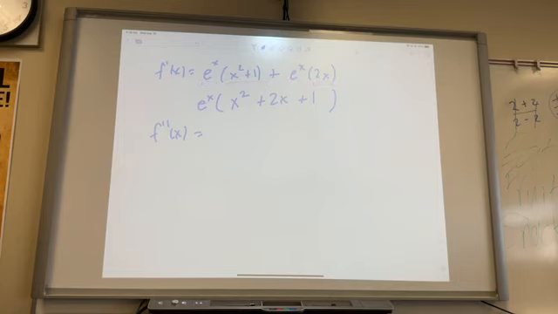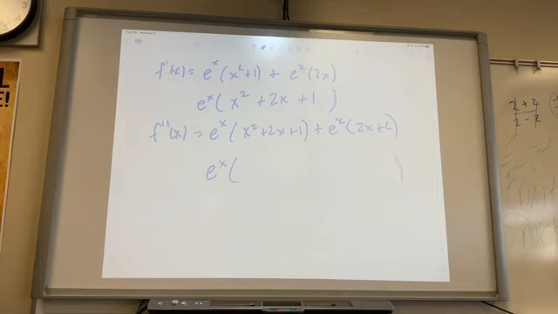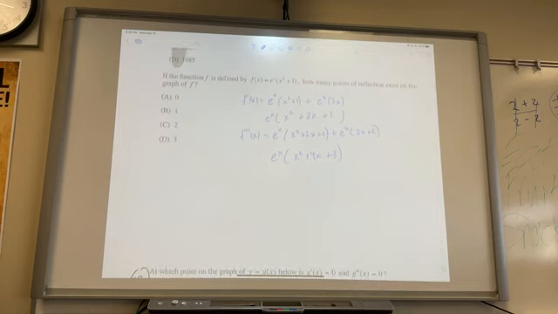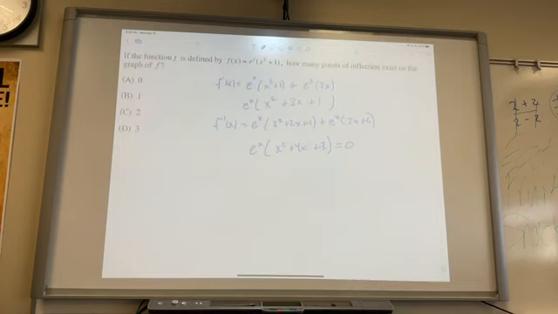Okay, so now I'm going to do another product rule. Derivative of the first times the second plus first times the derivative of the second. And then what are you going to do? Factor out an e to the x again. Now I have x squared plus 4x plus 3. I love this question.